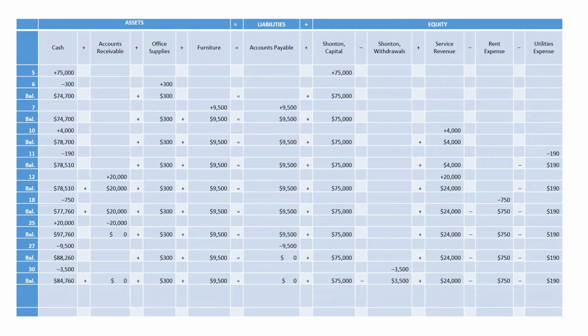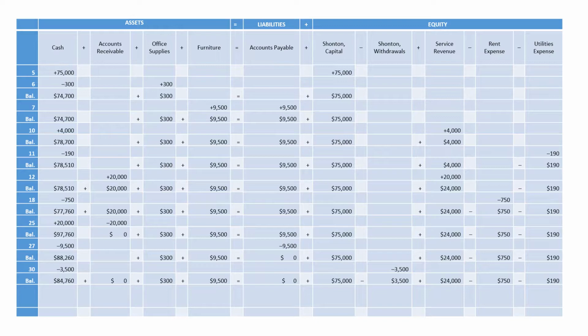Next, on the 25th, the company received the amount due from the client that was billed on April 12th. Okay, so how much was billed on April 12th? $20,000. We are keeping track of that in accounts receivable. Well, the company received the cash, so we're going to increase cash, $20,000, and decrease accounts receivable, because once this customer pays us, they don't owe us anything. So we've got to decrease the amount in that column. And then update your balances.